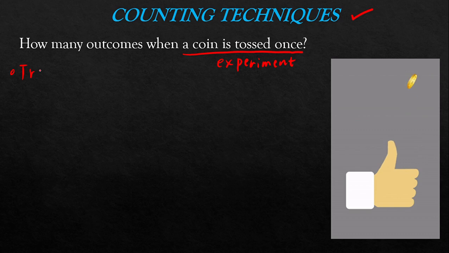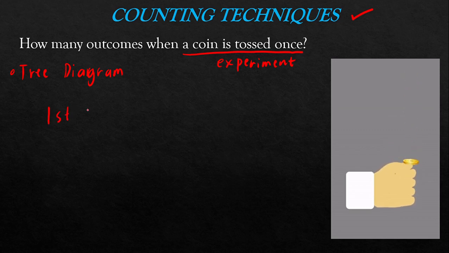In counting techniques, actually, we have three methods. First, we have the tree diagram. You need to illustrate a tree diagram in order to count all the possible outcomes. Our experiment is coin toss.